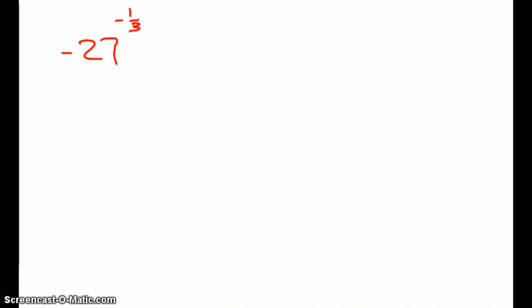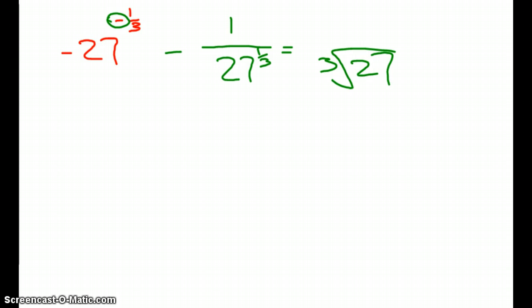All right, at this point, our exponent, whether it's positive or negative, is on the 27, not the negative. So the negative just drags along with us wherever we go. This says that everything goes on the bottom. Then we take the cube root of 27 with our negative on there. What's the cube root of 27? 3. So our answer is negative 1/3.